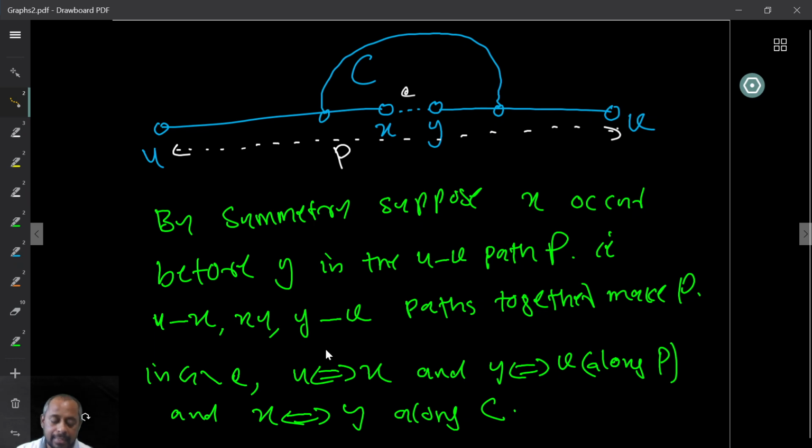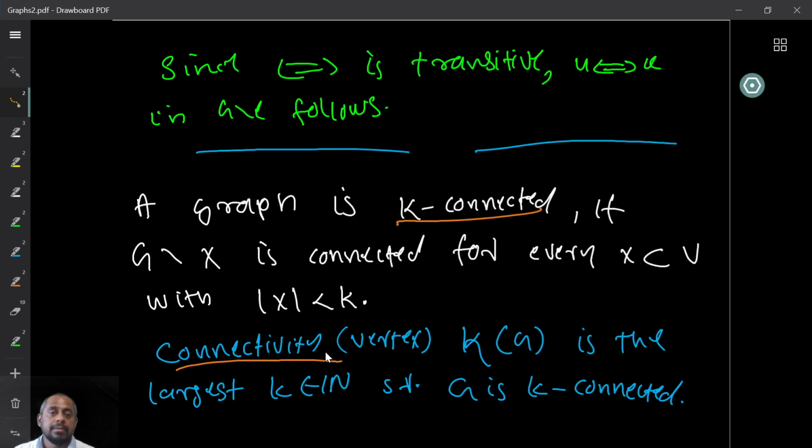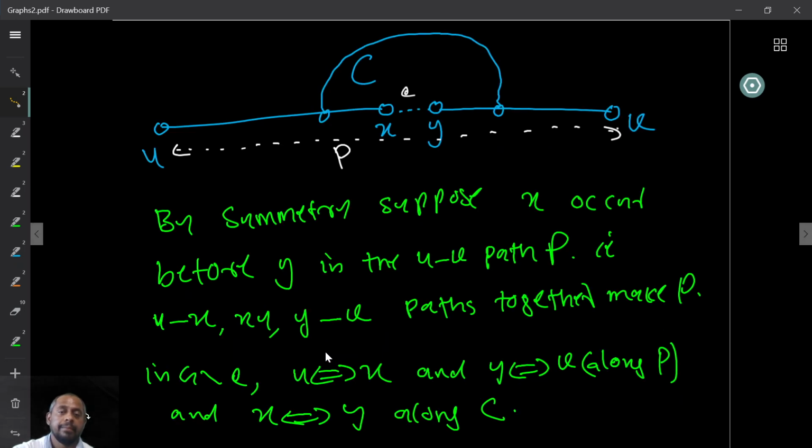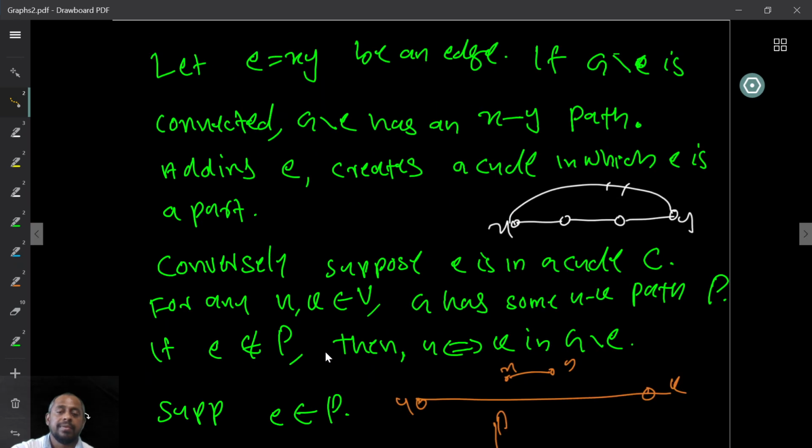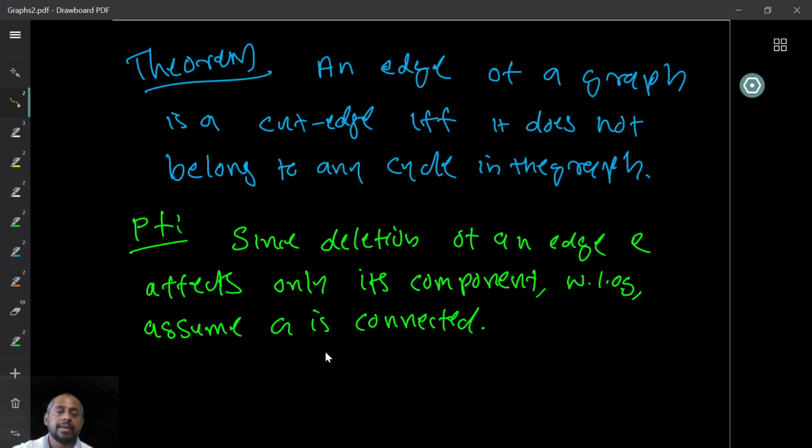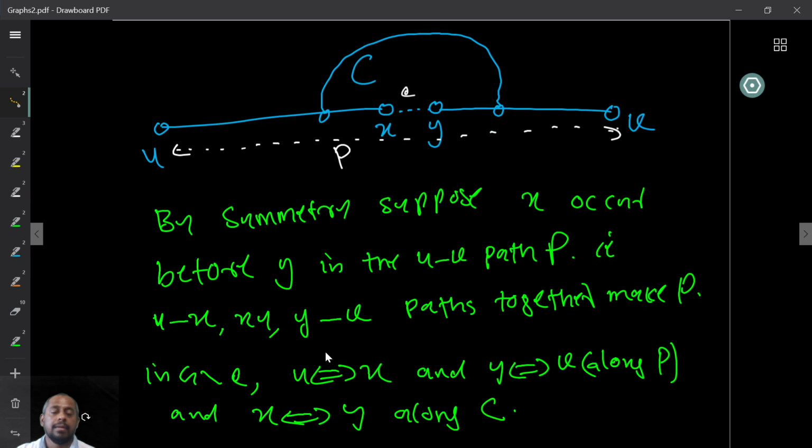But the interconnection relation is an equivalence relation, therefore it is also transitive. So using the transitivity property, we see that u and v are also connected in G minus E. So therefore, the result follows. So we proved that an edge of a graph is a cut edge if and only if it does not belong to any cycle in the graph, because it cannot separate if it is part of a cycle.